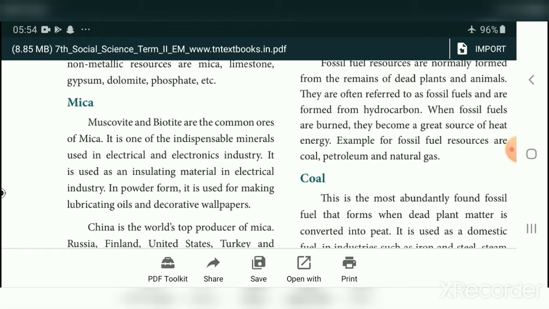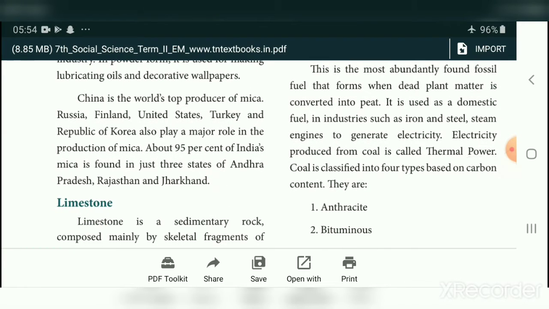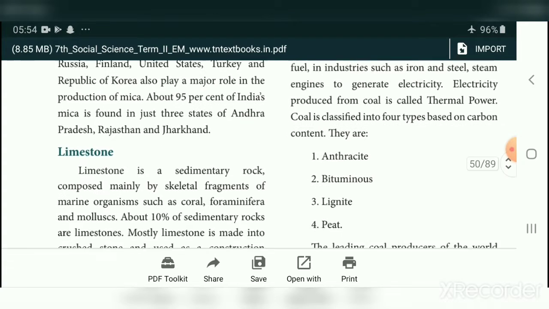In powder form, it is used for making lubricating oil and decorative wallpaper. So for making oil and wallpaper, we are using mica. China is the world's top producer of mica. Note this important GK question: in producing mica, China occupies the first place in the world. After that, Russia, Finland, United States, Turkey and Republic of Korea play a major role in the production of mica. In India, three states produce 95% of mica. They are Andhra Pradesh, Rajasthan and Jharkhand.